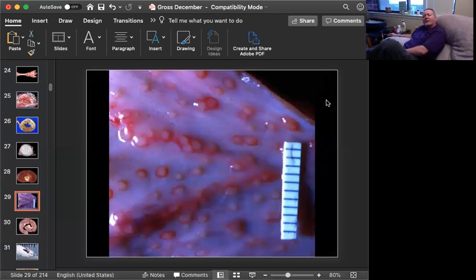Slide number 6 is from a dog. Can you give me a morphologic diagnosis and a cause? Well, this one's a little tougher. We're looking at the inside of the bladder, the bladder mucosa, probably halfway between the fundus and the trigone. We're looking at these little white raised nodules with red around them, and these are actually lymphoid follicles.